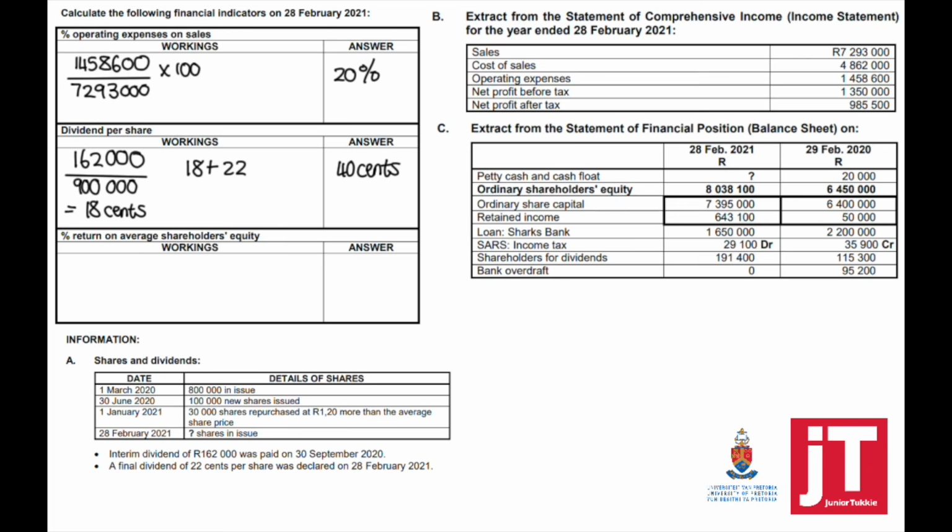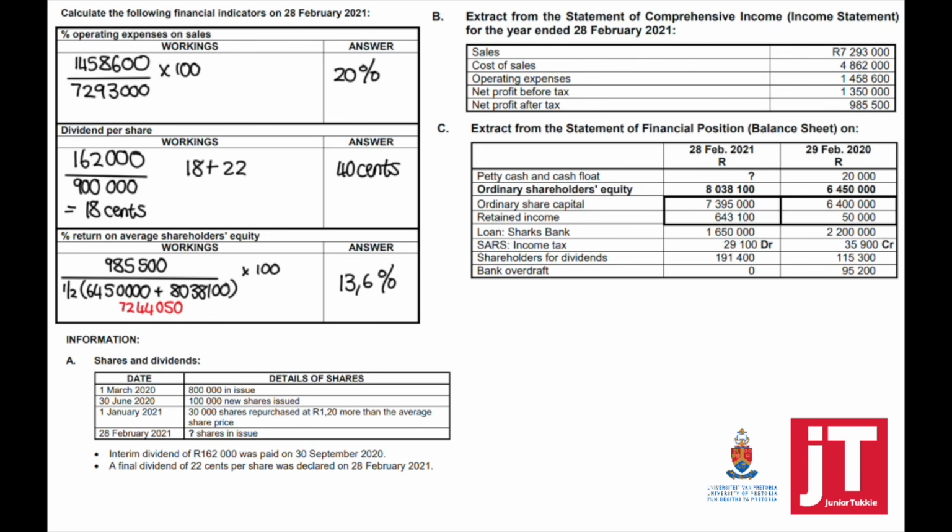To find the percentage return on average shareholders' equity, it's your net profit after tax divided by the average shareholders' equity that was given to you. Average means beginning plus end divided by 2. Then we times it by 100. So again, this is easy marks to get. You just need to know what figures to use in calculating these financial indicators. The only one to be careful of is the dividend per share.